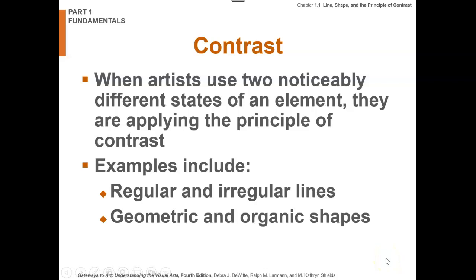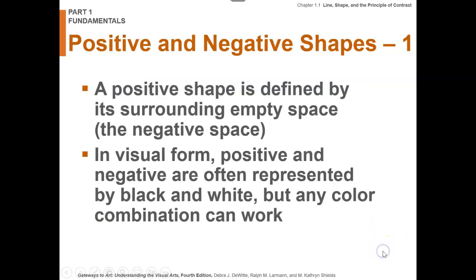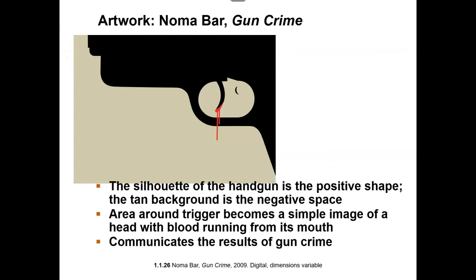And the last thing to think about is contrast, right? When an artist is using two different elements, it's going to apply the principle of contrast. If you have two noticeable elements, like regular line and irregular line, they're very different. If you have geometric and organic, we have two different things, and so it's creating contrast. Positive and negative shapes also create the idea of contrast. If you look at this piece, for example, you have the positive and then the negative. You see the gun, and then you see the man bleeding from his mouth, right? And so this is gun crime.